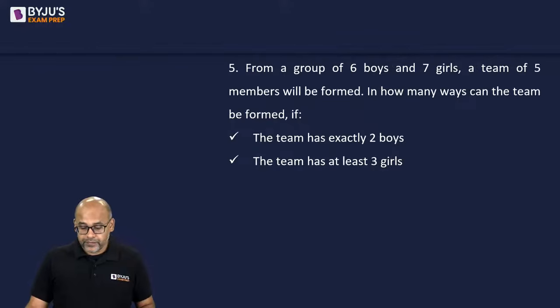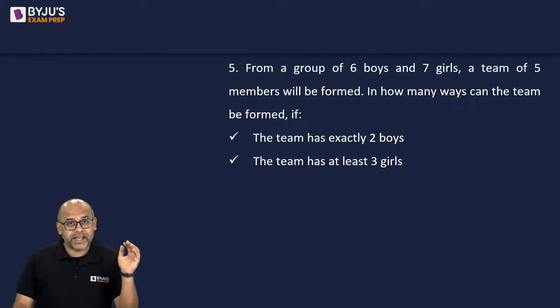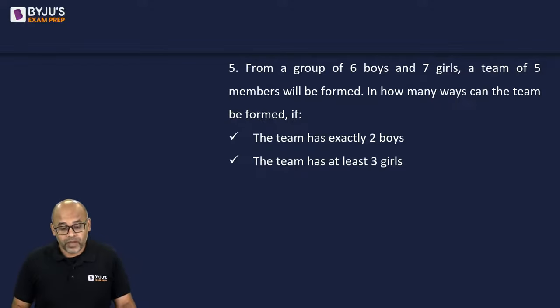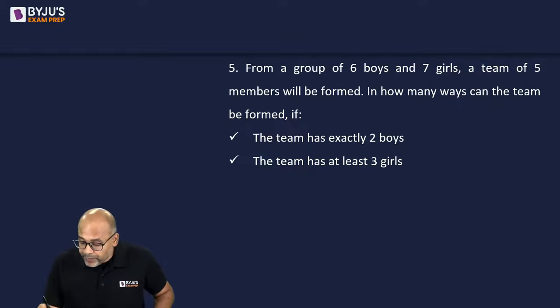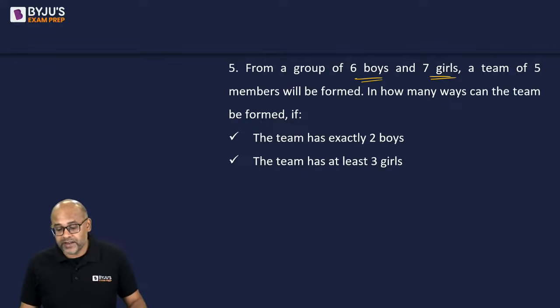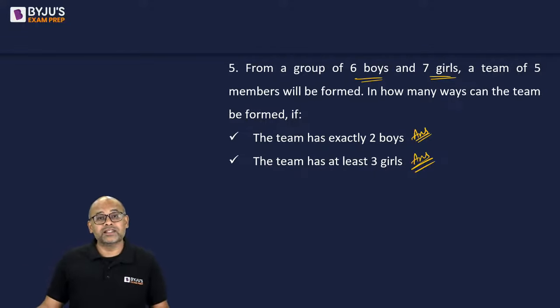Okay. Next, combining the basic idea that we saw last time, we are going to have a new type of question here. What is the question here? From a group of 6 boys and 7 girls, a team of 5 members will be formed. In how many ways can the team be formed if there are 2 conditions? There should be a separate answer for each. So let's see if you can get the answers differently for both of them.